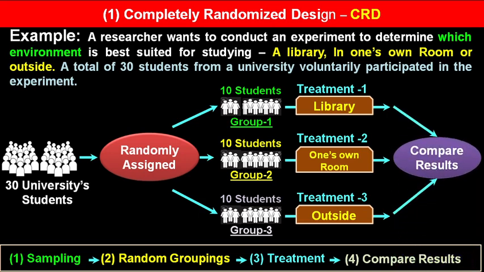Fourth step is compare results. Now we will compare the results of three groups, that is treatment after applying treatment 1, 2 and 3. So this is the completely randomized design. Please learn its basic rules: sampling, random groupings, treatment and compare results. There are 4 basic steps in this rule.